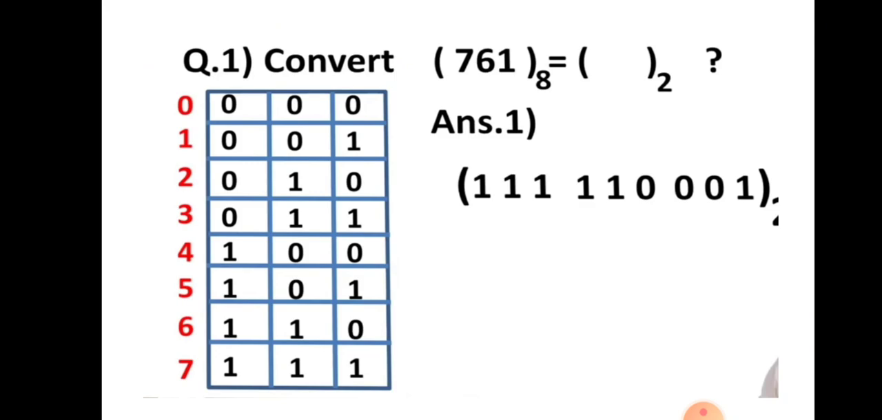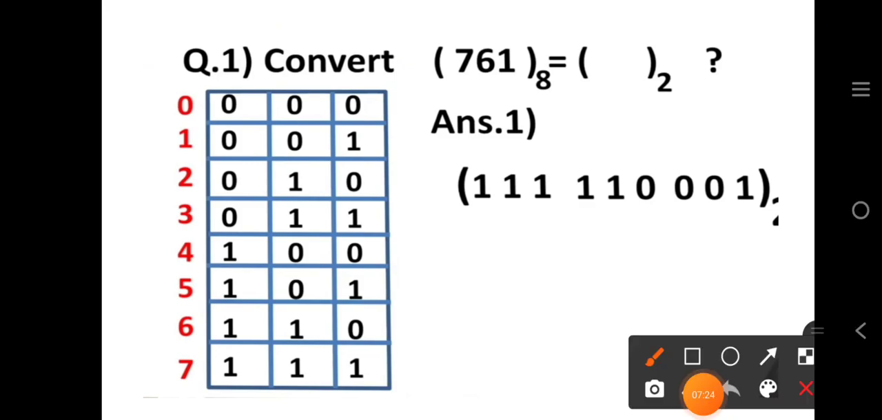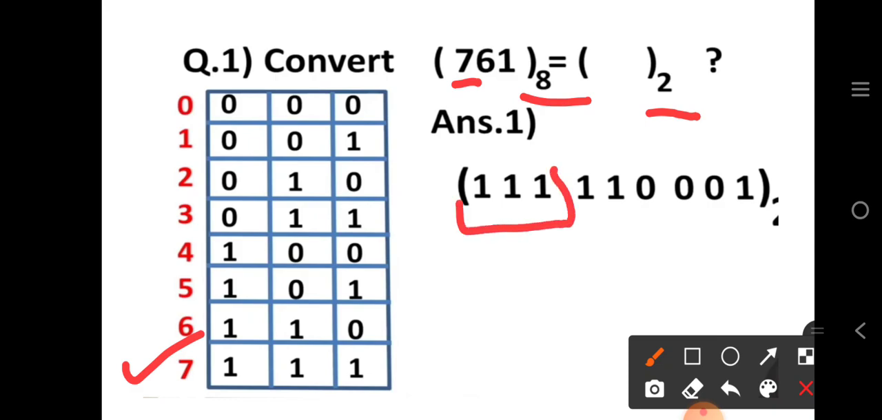Okay, so base is 8 and we have to convert it into a base of 2, which means we have to convert it into binary. So the process for conversion is, first of all, write down the binary number of 7. From the table you can see what the binary number of 7 is. It is 111.